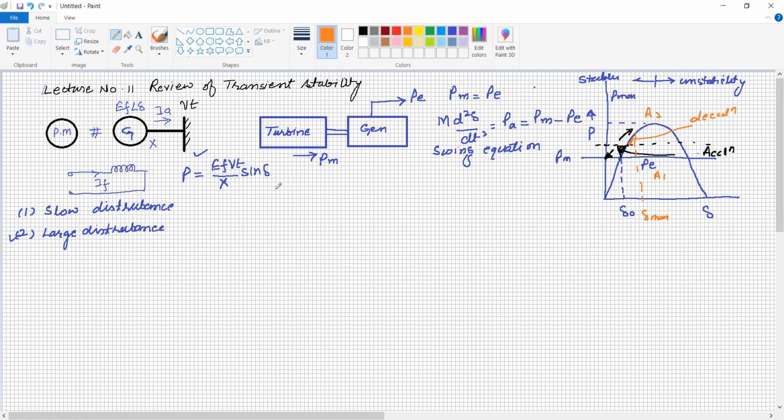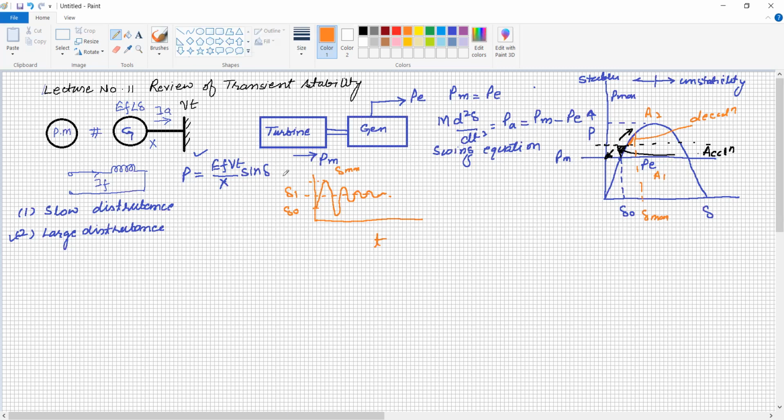So it can be represented as this one is the time, and initially this is the angle at which the system is going to work. Suddenly the load changes or the mechanical input has been increased, it will oscillate, and after some oscillation it will settle to the new equilibrium position. So this is delta 1, whereas this one is the maximum swing, the maximum angle.